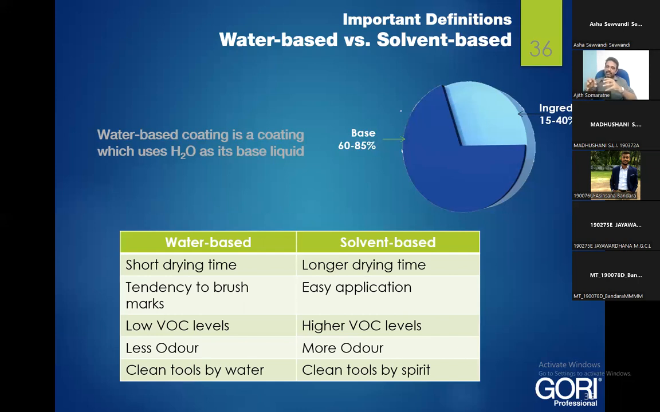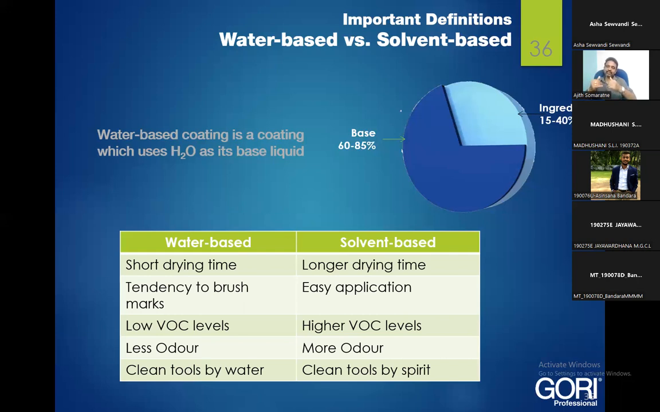Then there's a base or a medium which we use to dilute this thing to make it as a coating which we can apply by a brush or spray on a wood. So this is the base, right? Earlier, 70, 80 years ago, in the early stages of the 1900s, they used solvents or petroleum byproducts as the base. So we call them solvent-based coatings.